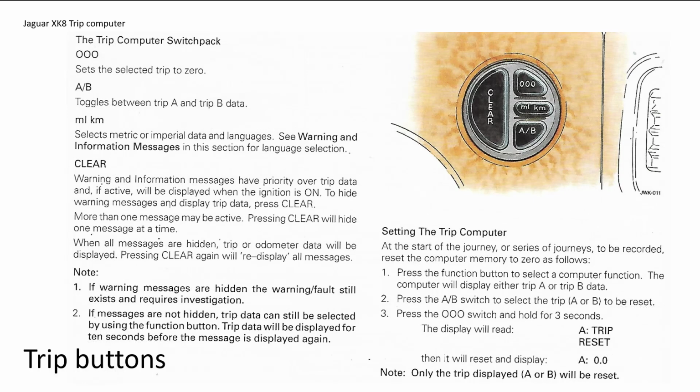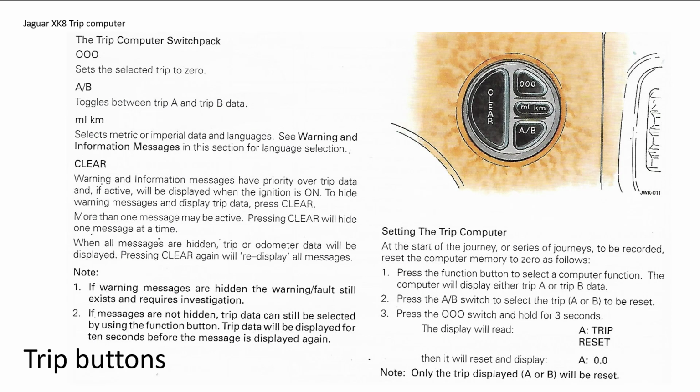Now this is the bit that caused me some confusion. It might sound a bit stupid, but how to reset the trip? It isn't the clear button, it's the 000 button. So the trip computer switch pack, this little round set of switches: 000 resets the selected trip to 0. The A and B, obviously, toggles between trip A and trip B. MLKM selects between metric and imperial data and languages.